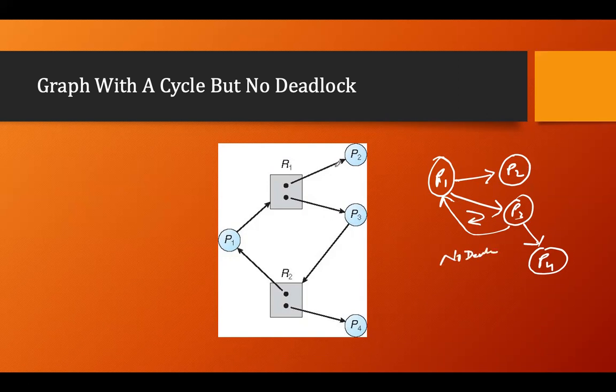Why is there no deadlock? See here, P3 is not requesting anything, so P3 will execute. Once it executes, P1 will get all its resources. P1 will execute, and then P1 will release all the resources, then P3 will execute. And P4 is also not holding anything and not requesting anything. P4 can also execute and release its resources, then P3 will execute. So there is a situation like this, but there is no deadlock at all.